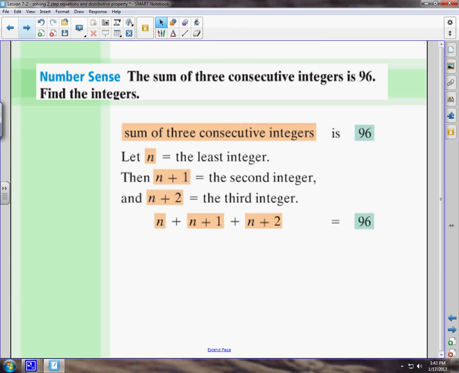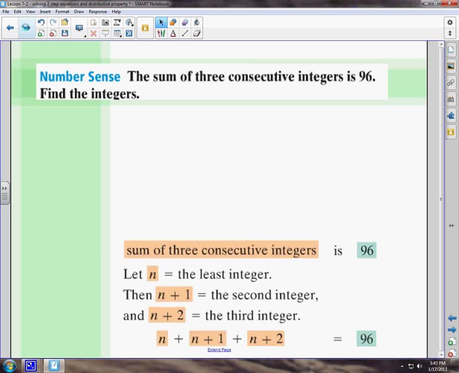Okay, so here's what the problem looks like. The sum of three consecutive integers is 96. Find the integers. This might be a little confusing, but first you start with your first integer. Let's pretend that our first integer is x. And I always have to put a number in just to think of it, okay? So let's say we think our first integer is 30 because we got to get up to 96.